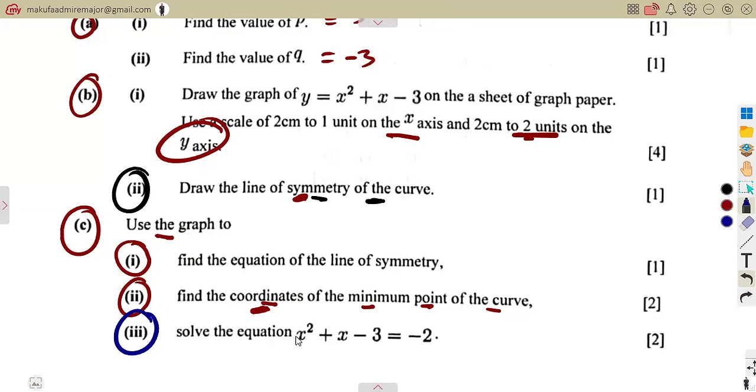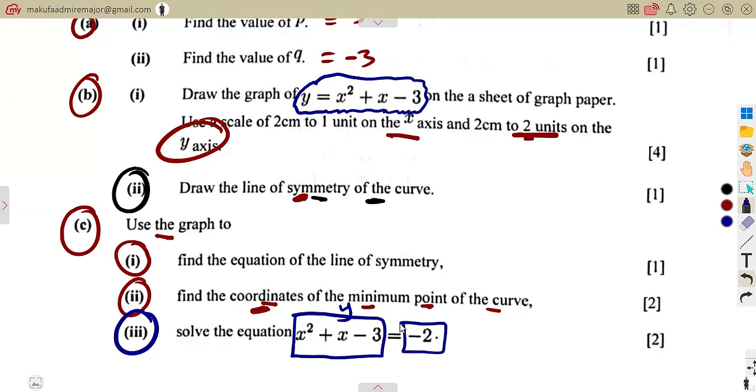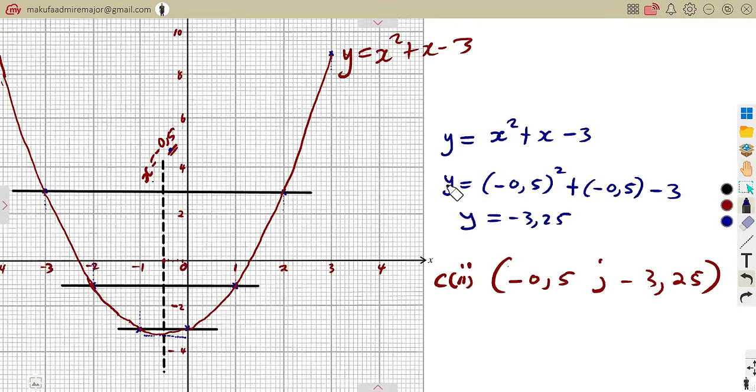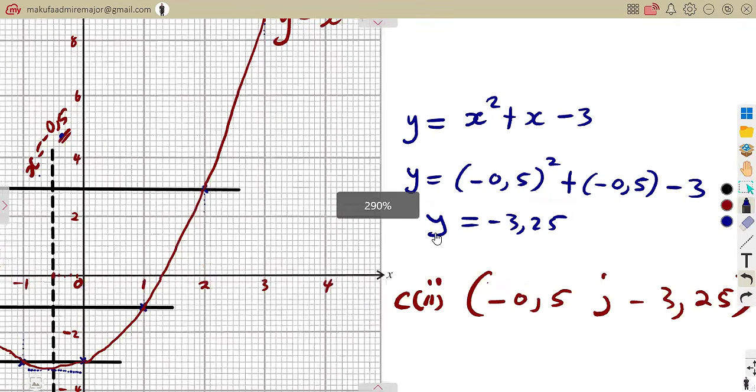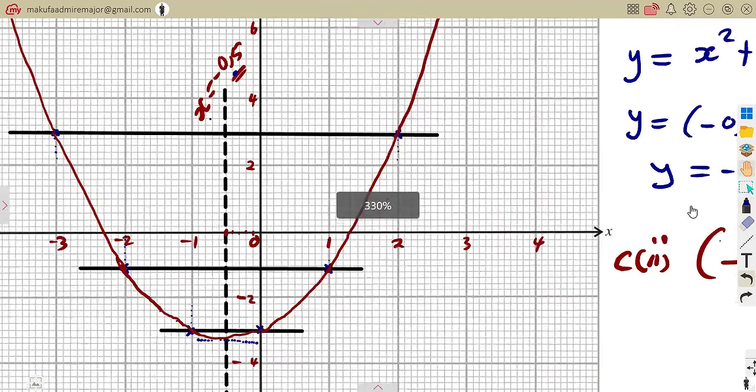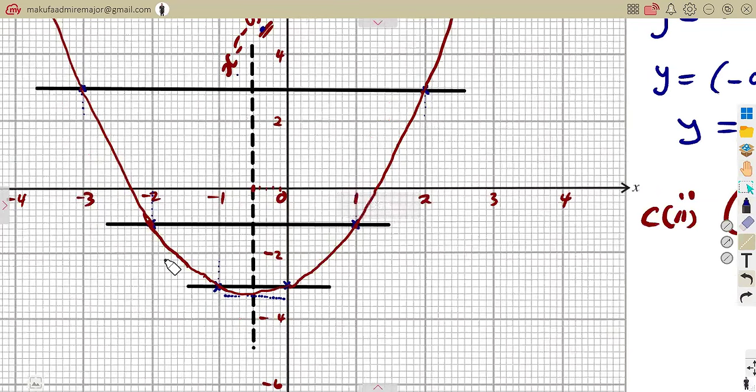All right. Solve the equation. This equation, as you can see, x² + x - 3, is our graph. y = x² + x - 3. So they are saying this whole part of our graph, which was representing y before, now it is equal to -2. So you simply draw the line of y = -2, where this line meets with our graph. That is where we are going to take our solution.